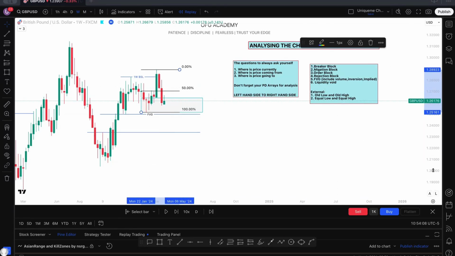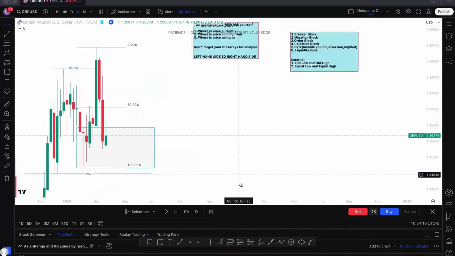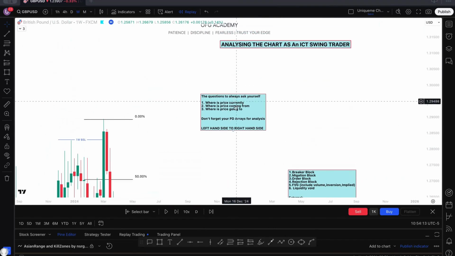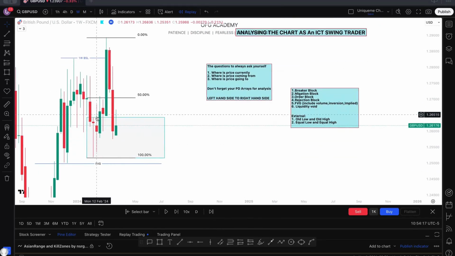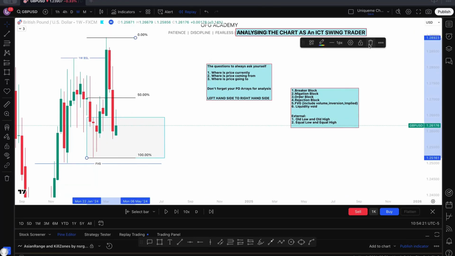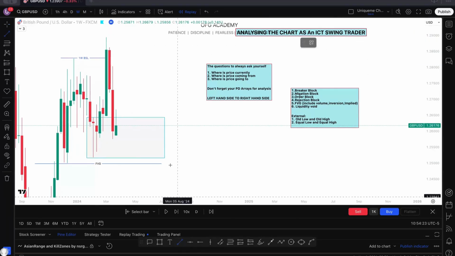Is there a liquidity void? I don't know if you guys can see what I'm doing. Is there a liquidity void in that area? No, there is no liquidity void. So what is valid here is just an order block. So I'm expecting price to come down to that area and clear out this range around here.